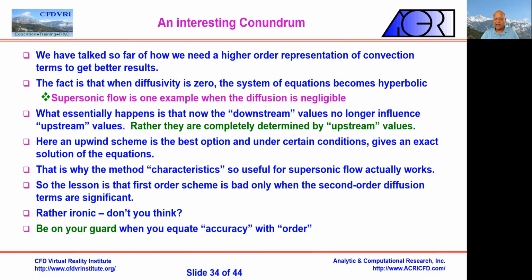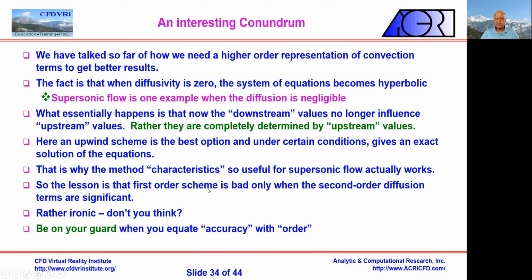This is why the so-called method of characteristics is so useful and so popular for supersonic flow. It actually works. It's a very good method. It's basically an upwinding method. You look at the characteristics, where the influence is coming from, that point, right?